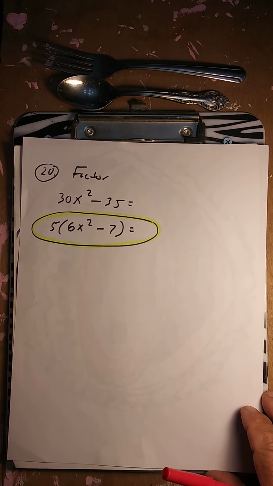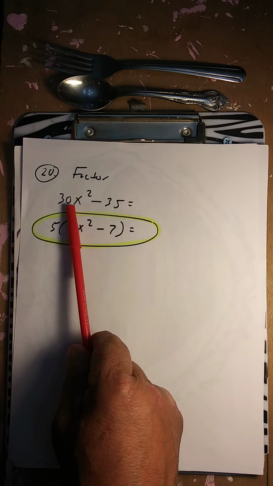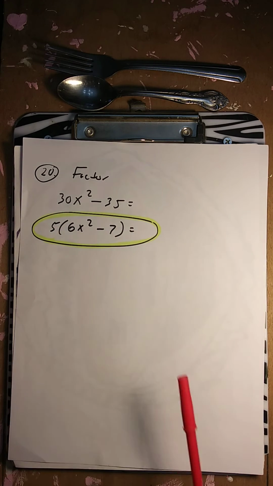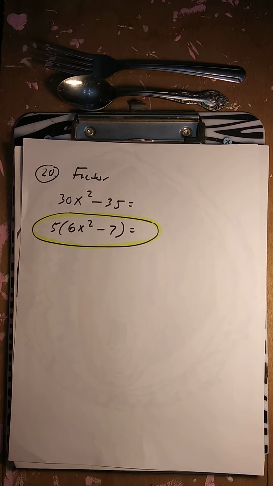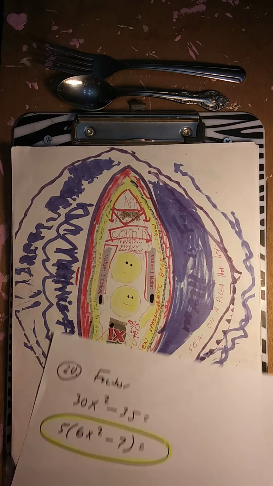Factor this. All you can take out is the greatest common factor, which is 5. 5 times that, 6x squared is 30x squared. 5 times that, 35. That's it. We're done with 1 through 20, huh?